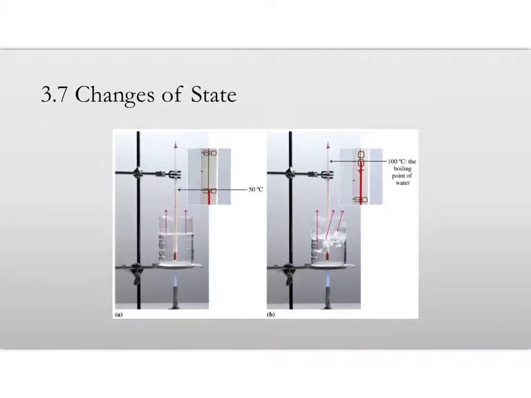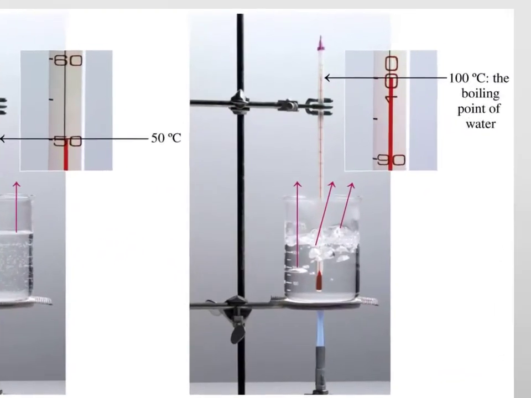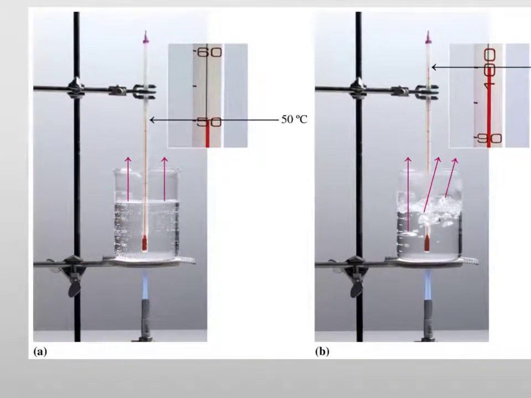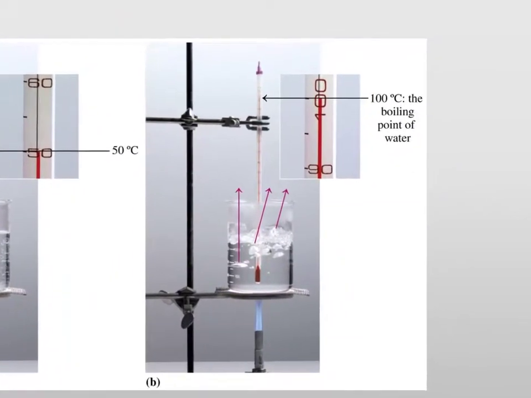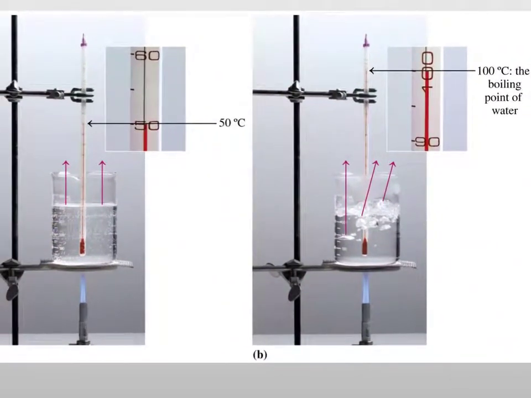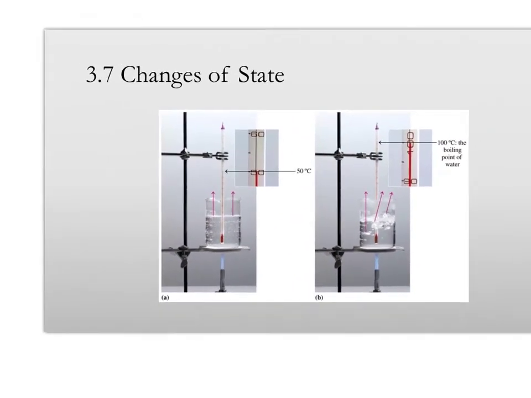This picture from your book just shows how water changes temperature. It's got 50 degrees Celsius on the left, and then on the right, once it's reached boiling, it's got 100 degrees Celsius right there. And it would stay at that, as I just mentioned, until all of the water has boiled.